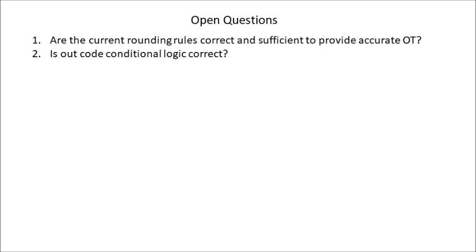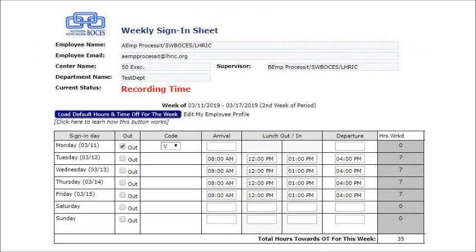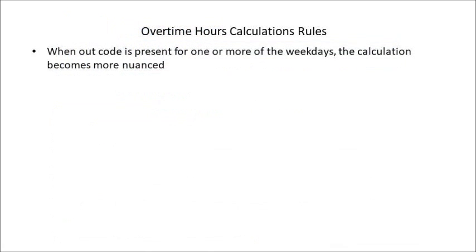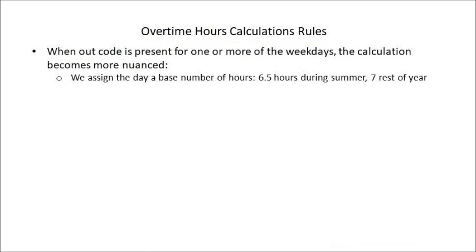Under normal work weeks, when an employee is working every day, Monday through Friday, everything is straightforward in terms of the calculations. However, the real-world practicalities are that we have holidays, vacation time, personal time, sick days, etc. that need to be factored into this calculation. To that end, we assign a base number of hours, which is 6.5 hours during the summer, or 7 hours during the rest of the year.